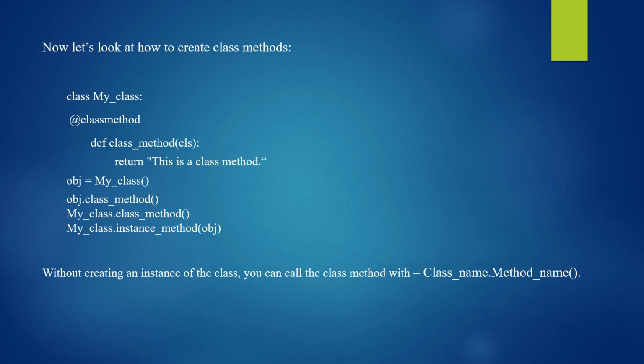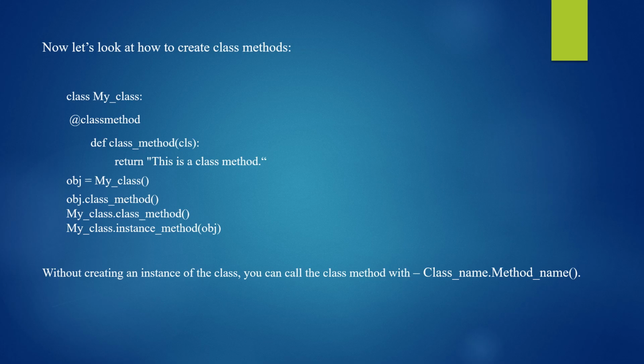Here we created an object obj which is equal to myClass() and we can access the class method using obj.classMethod(). This is a class method. This works too. We can access the class methods with the help of a class instance or object. But we can also access the class methods directly without creating an instance or object of the class. Let's see how. myClass.classMethod(). This is a class method. Without creating an instance of the class, you can call the class method with class name dot method name.